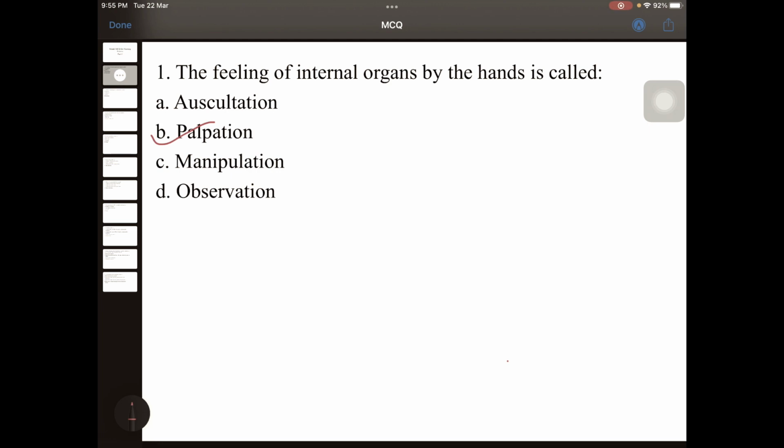Auscultation means when we listen to the internal organs like the heart sounds and lung sounds with the help of a stethoscope. That is called auscultation. And palpation is when we examine, when we feel the internal organs with our hands. That is called palpation.